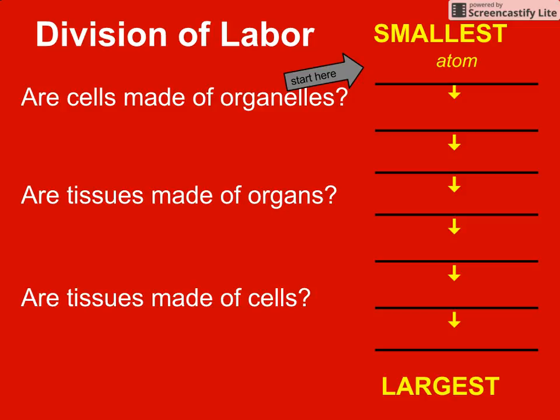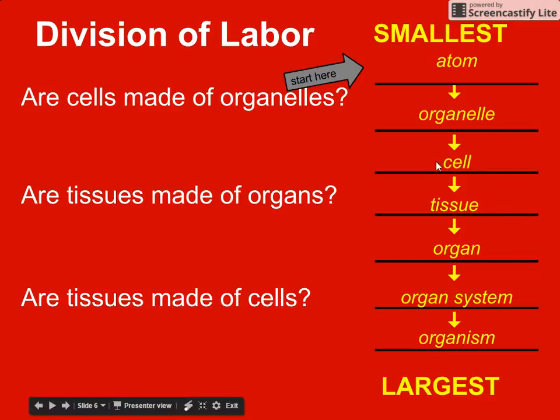Okay, so all cells are made up of organelles. Those are your cell parts, your nucleus, your mitochondria, your vacuoles, okay? A bunch of cells make up tissue. So your heart cells make up your heart tissue. Your skin cells make up your skin tissue. Tissues then make up your organs. Organs make up the organ system, like all the organs of the digestive system make up your digestive system. And then all of those systems together make up the organism.